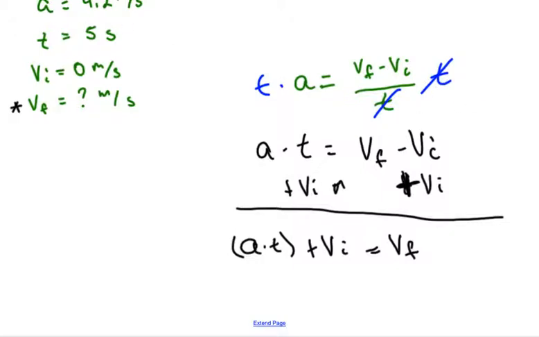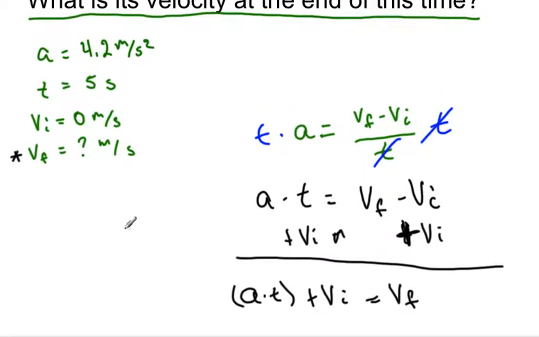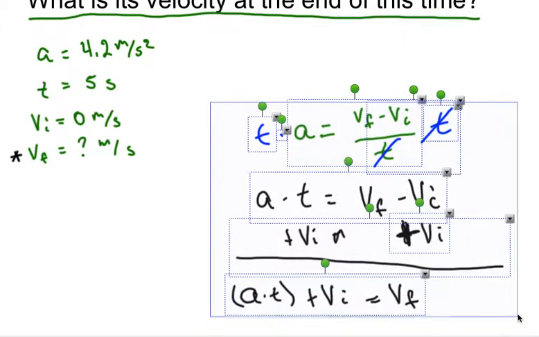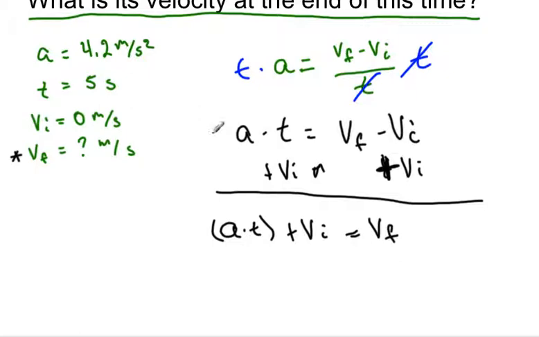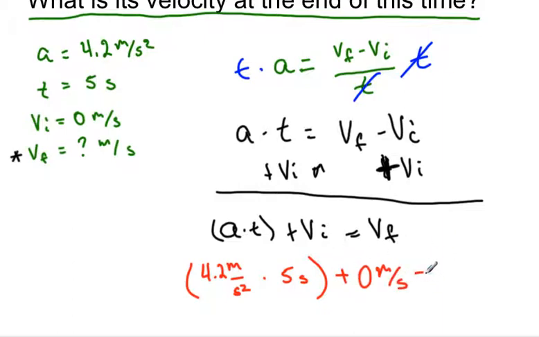Alright, now let's plug in all of our numbers. We got everything rearranged. Let me highlight this stuff and drag it up just a little bit more. Okay, so we have A is 4.2 meters per second squared times the time, which is 5 seconds. And then whatever that answer is, we're going to add VI, which is 0 meters per second. So anything plus 0 is not really going to change. That will equal our final velocity.